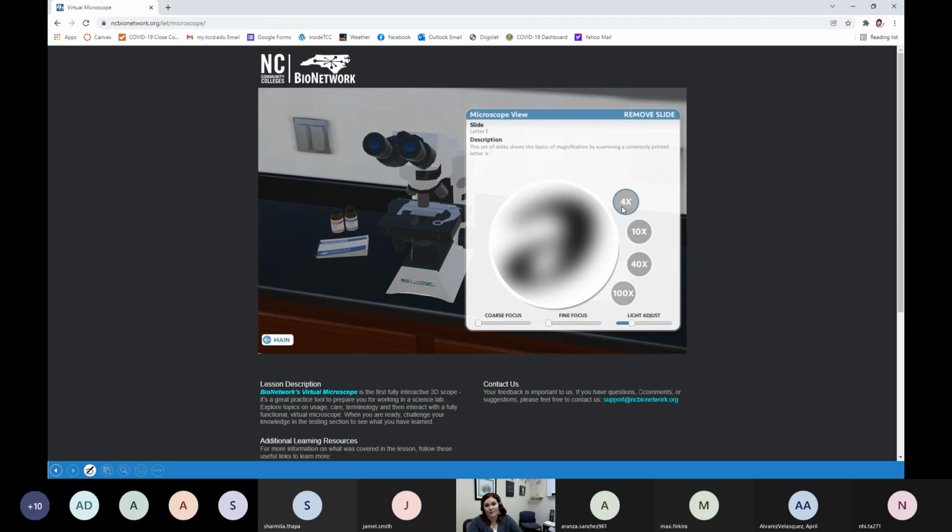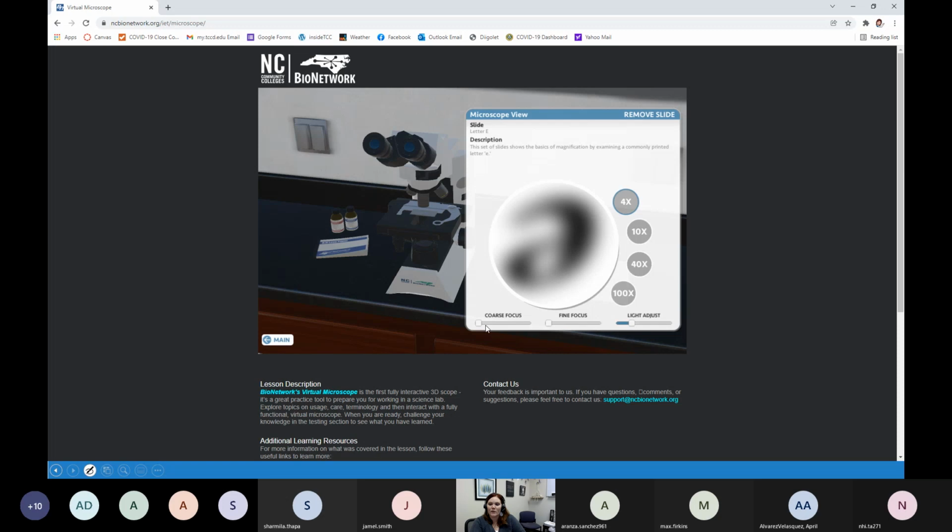Since my red objective is in place, help me out. Yes or no on this coarse adjustment knob? Can I use the coarse adjustment knob since red is in place? I can. Yes, remember red is the short one. Red is the only one that I can use that coarse adjustment knob with. Now, I want you to watch something for me as I play with this knob. I want you all to watch my stage right here, the mechanical stage.